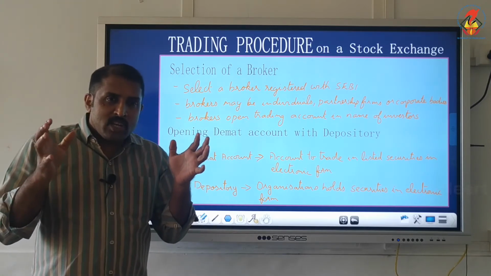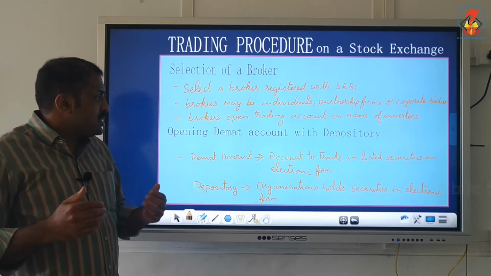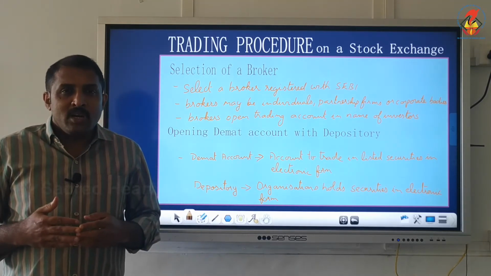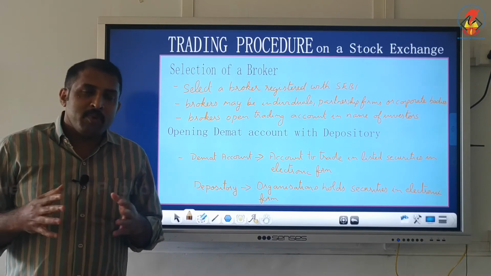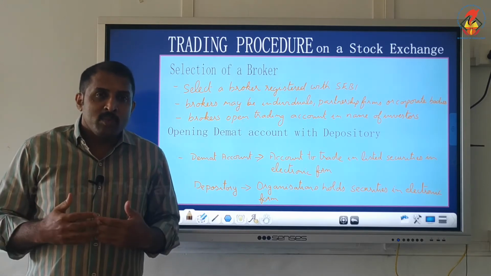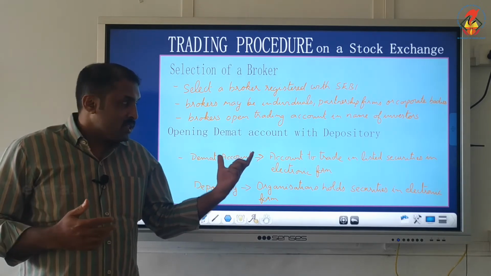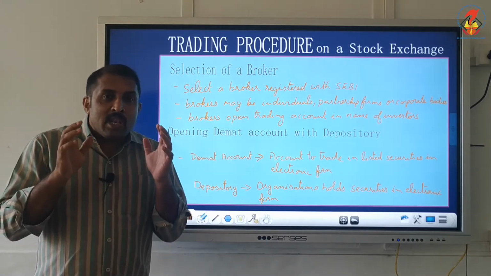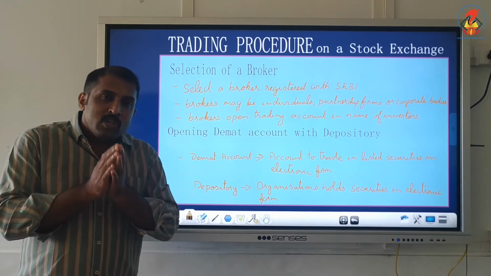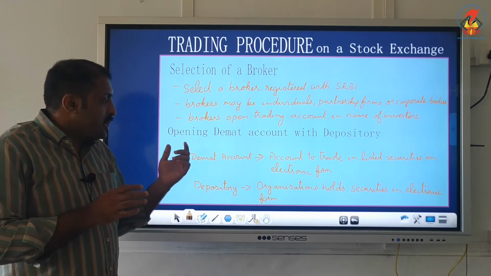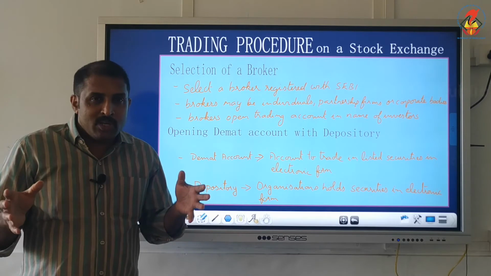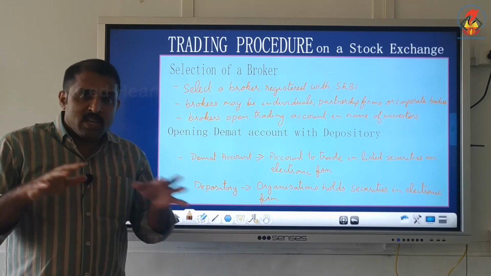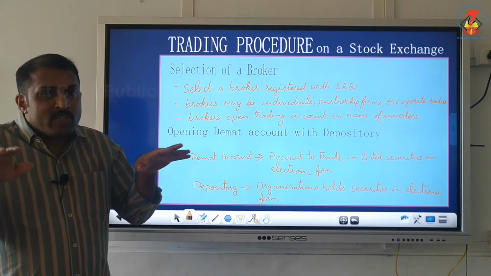Now once the selection of the broker is made, the next step is opening a Demat account with a depository. Earlier, trading was done and all the documents were in paper form, but nowadays everything is in electronic form. That is why this step comes, because a Demat account is an account to trade listed securities in electronic form, since we can trade securities only in electronic form in stock exchanges. It is an account which has to be opened just like a bank account, where all the transactions of the securities which we are buying or selling happen through this account only.